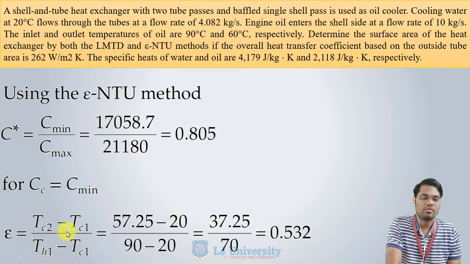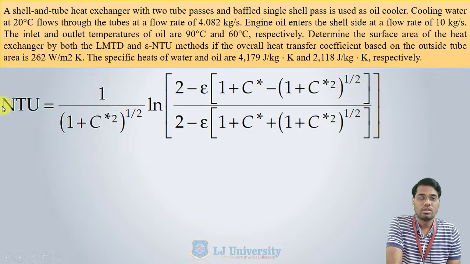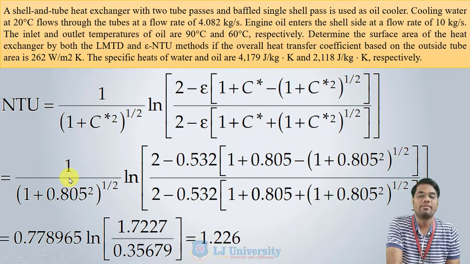So putting the values of TC2, TC1, TH1, we will get effectiveness as 0.5. Now we know the NTU equation for this kind of flow arrangement, a shell and tube heat exchanger with 2 tube passes and a single shell pass. In this equation, we know the value of effectiveness and the heat capacity ratio. By putting the values in this equation, we get NTU as 1.226.